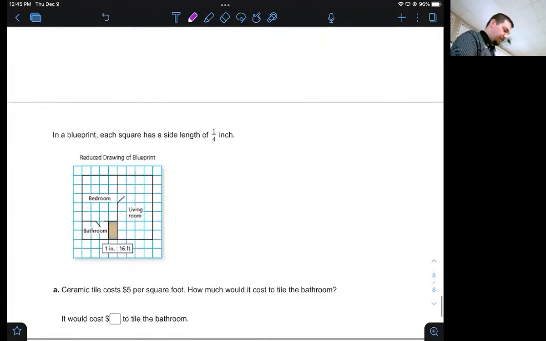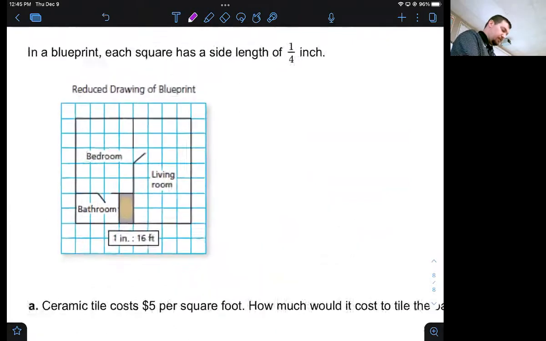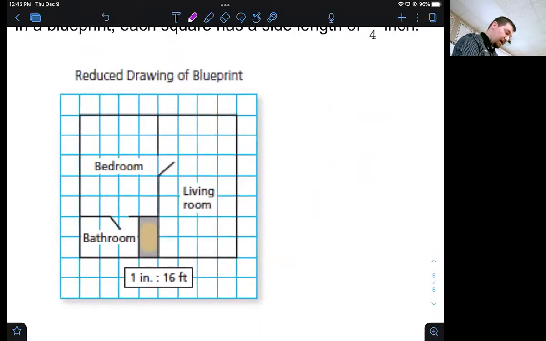Number 30. In a blueprint, each square has a side length of 1/4 of an inch. So each square, like this one here, is 1/4 of an inch. Our scale says that each inch is how many feet? 16 feet. So if this is 1/4, that means that's 2/4, that's 3/4, and that's 4/4 or 1 full inch.